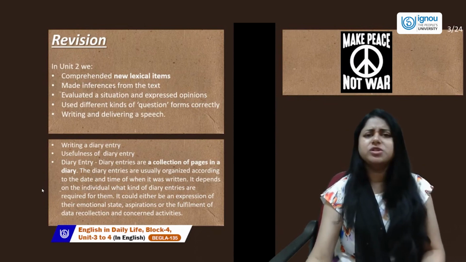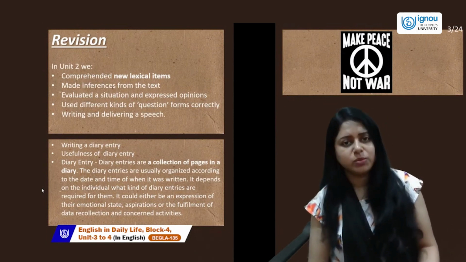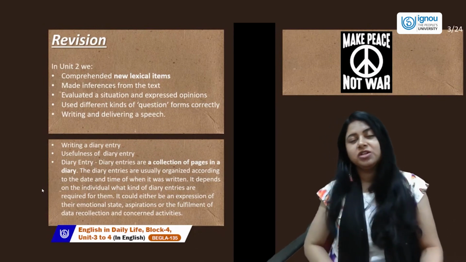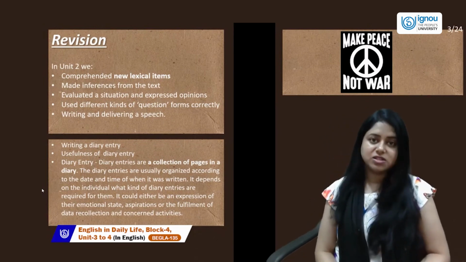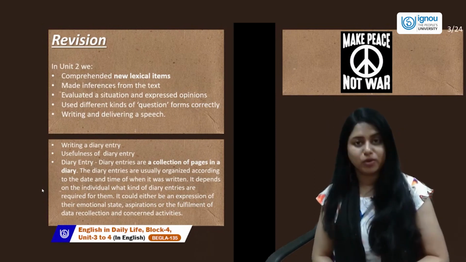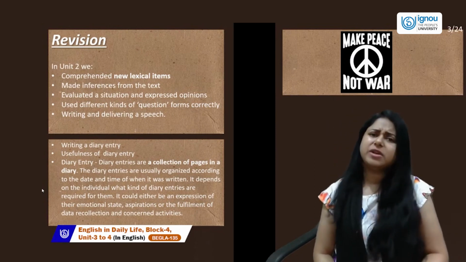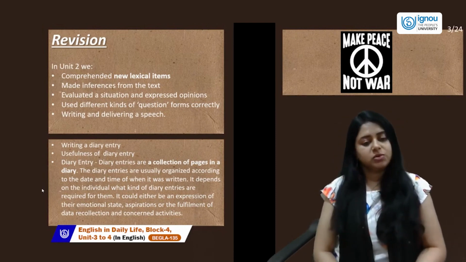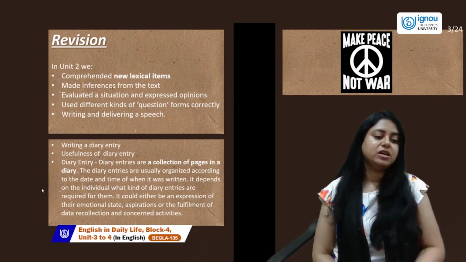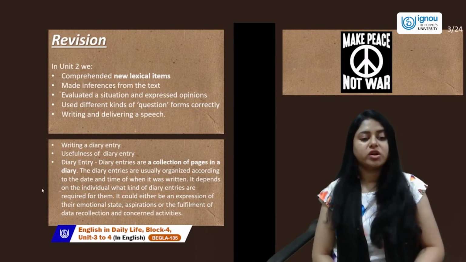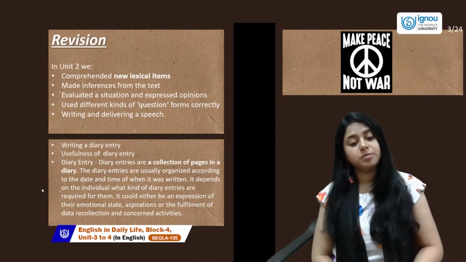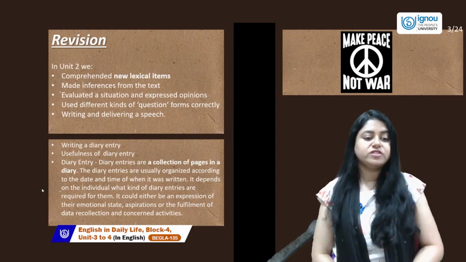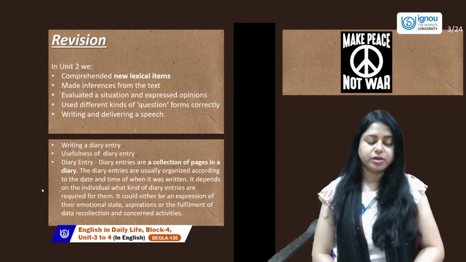So nowadays we don't really keep a diary. The way in which a diary helps is that it has dates, so it helps you keep a track of the date that you're talking about. But people can often write it in their notebooks, and they tend to. So it's a collection of pages in a diary, and the diary entries are usually organized according to the date and time of when it was written. It depends on the individual what kind of diary entries are required for them.